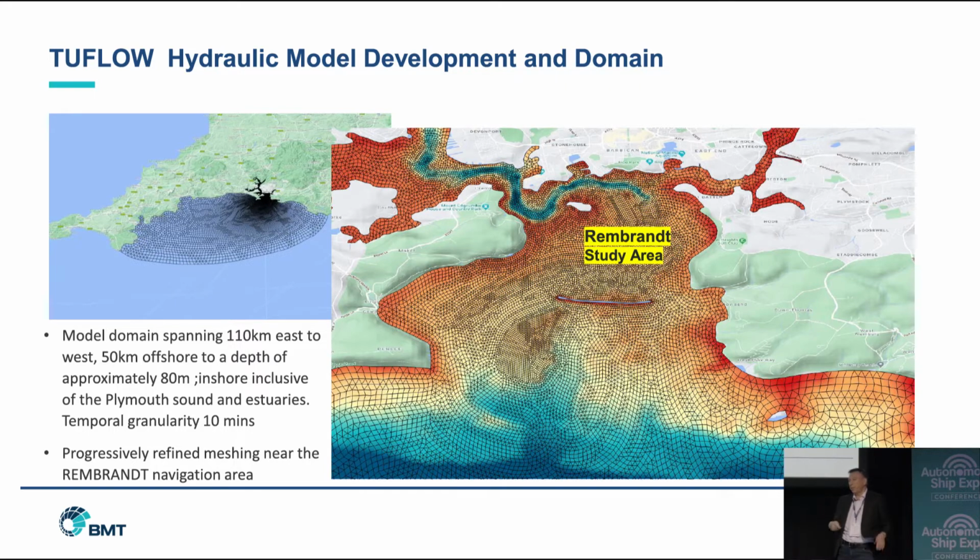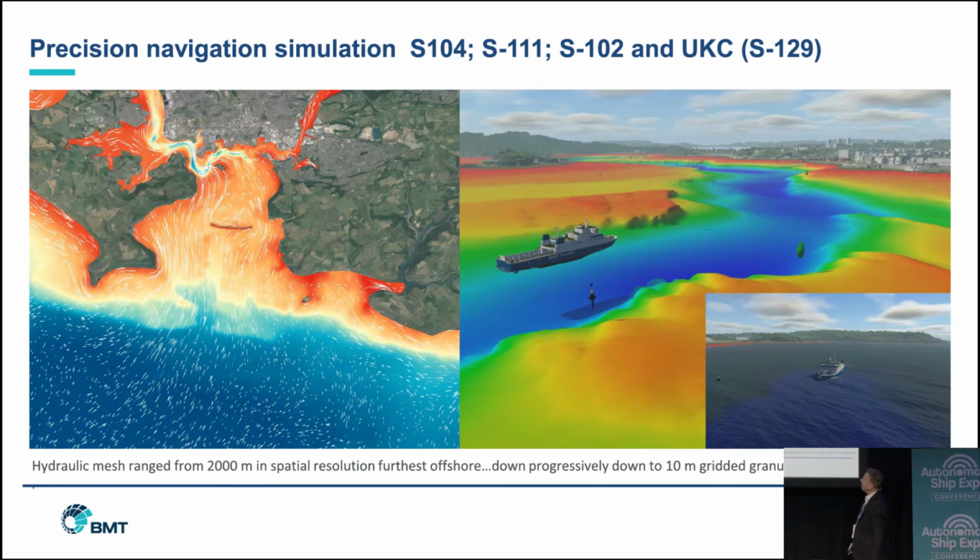That was a requirement of the competition with the Admiralty, so we did all that. It's a model domain spanning 110 kilometers east to west, 50 kilometers offshore, to a depth of about 80 meters. We developed all of this, and it's progressively refined in the area where REMBRANT needs to navigate. So moving in on this, the hydraulic mesh is coarse furthest offshore, getting much more granular as you move inshore.